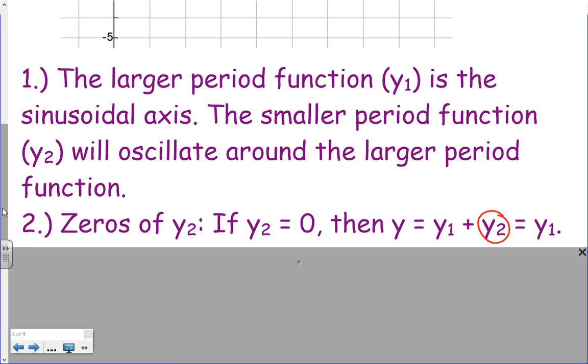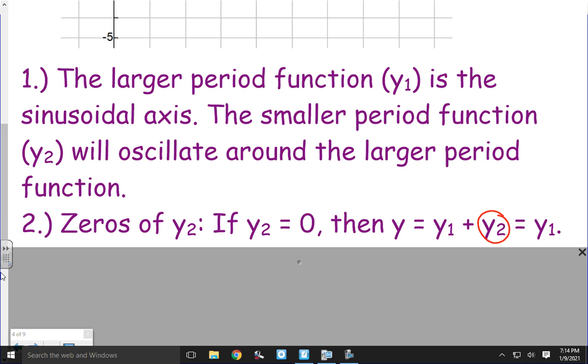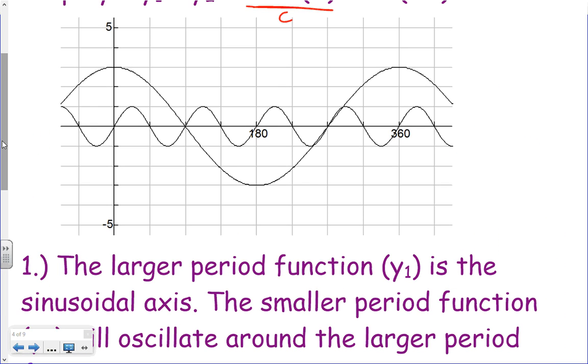So let's do that. I think I'll plot these in. Let's do this in blue. All right, so look at the smaller period function. So that's this guy right here. It's oscillating every 90 degrees. And anywhere that this is equal to 0, like it is right here, I can just plot a point up there on y1, because when I add this 0 to that y value up there, the sum of those two is just that same point right there. Here's another 0, so I'll plot a point there. And here's another 0, so I'm going to plot a point there. And we'll keep going and plotting all these points.